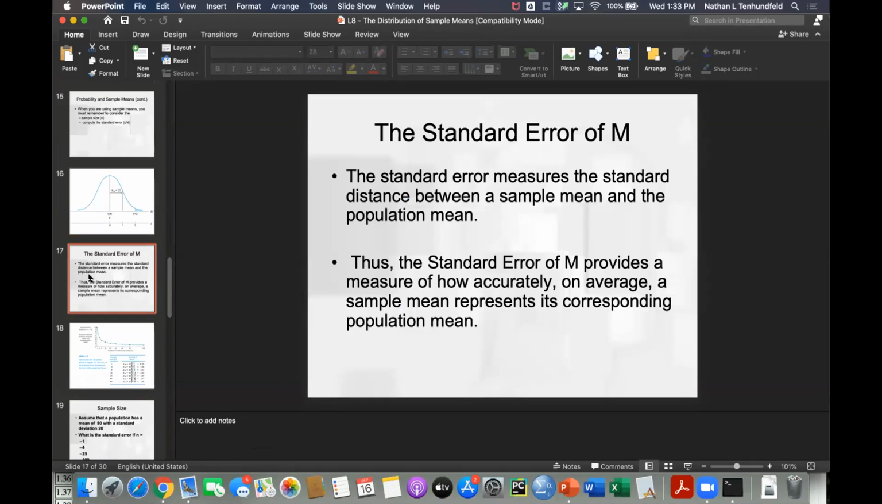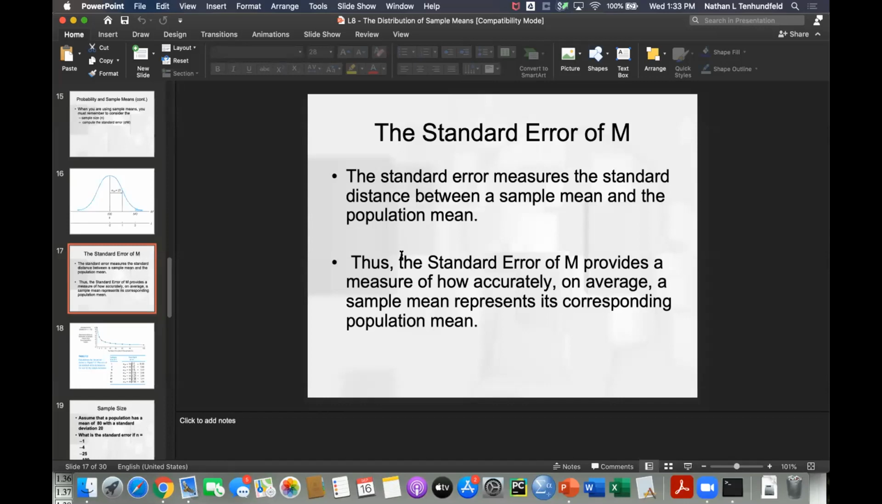So like I said, the standard error measures the standard distance between the sample mean and the population mean. Therefore, the standard error of the mean provides a measure of how accurately, on average, a single sample mean is representing its corresponding population mean.